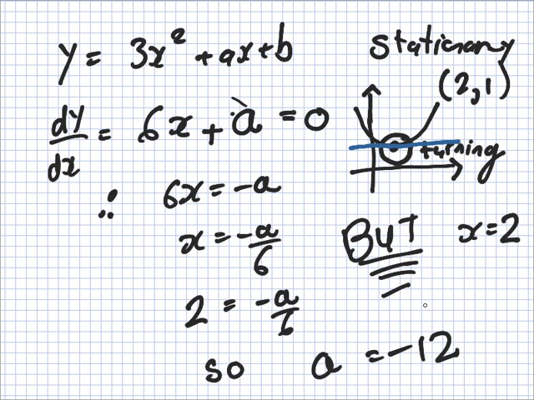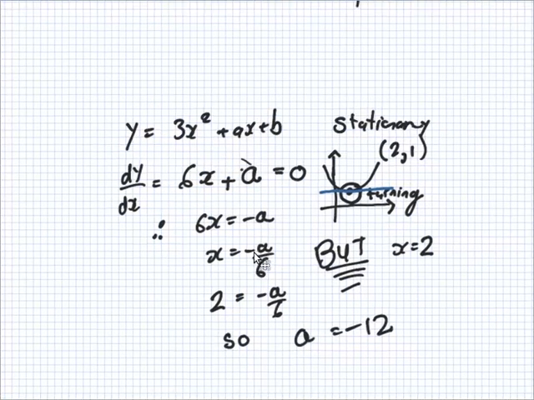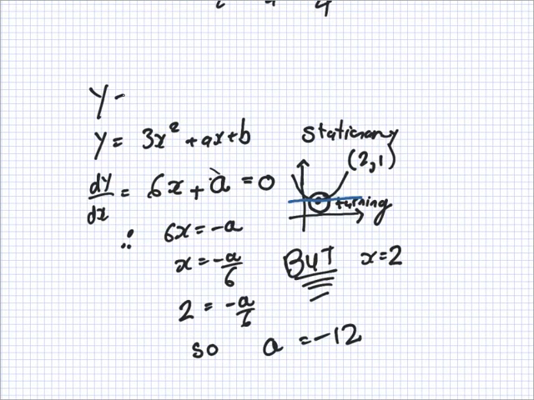Okay, well that's good, we have the a, but what could I do to get the b? So let me just zoom out a little bit. We now know that y should equal 3x squared minus 12x plus b, but I need to get the b still.